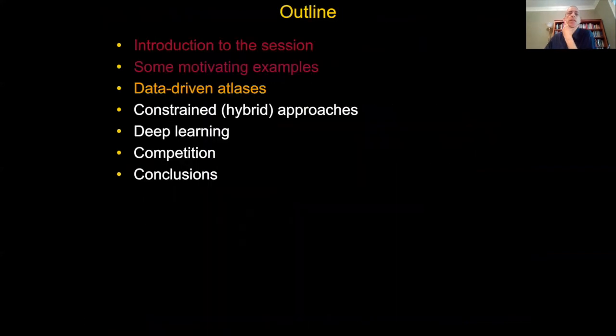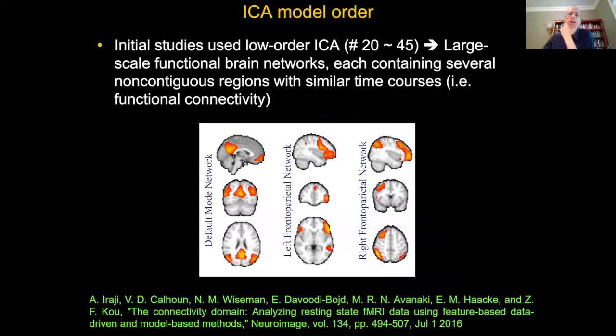Okay, so now let me get to more specific brain imaging. I'll highlight a lot of ICA approaches in this talk. Just to give you the history of ICA, early on in the community, we focused on low model order ICA solutions, so between 20 and 40 networks, for example. There are a number of approaches for estimating that as well. And that gives you these large scale brain networks, fairly non-contiguous regions, similar time courses, et cetera.